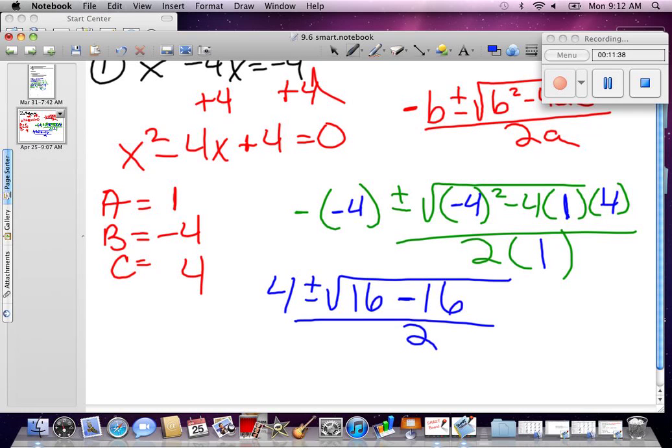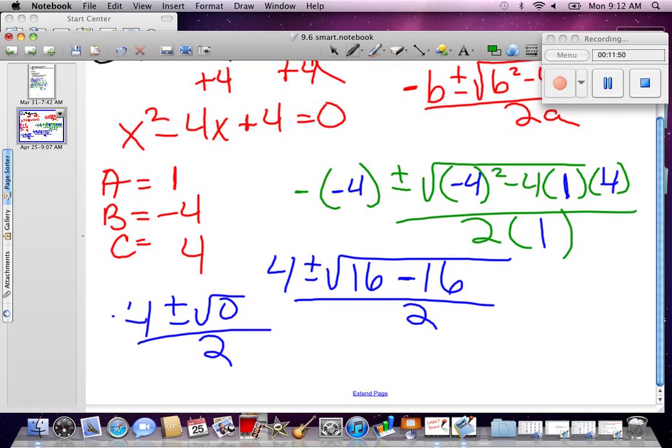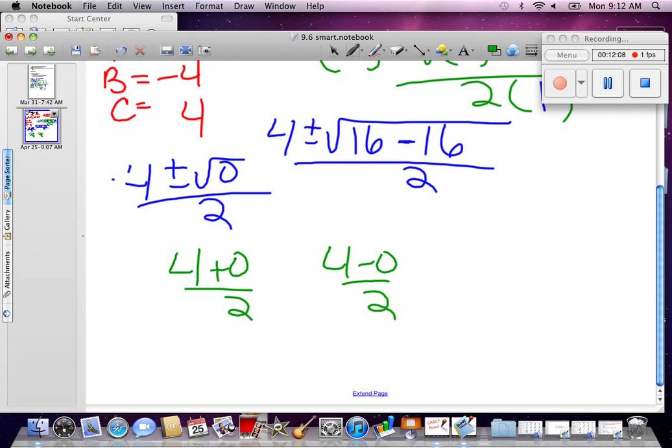Again, I have to simplify. What's 16 take away 16? 0. So I have 4 plus or minus the square root of 0 over 2. What is the square root of 0? You never leave a square root; we have to solve this. It's 0, right? So I'm to the point now where I have to write it both ways. I have to write 4 plus whatever this is, so in some sense it's 0. 4 plus 0 over 2, and 4 minus 0 over 2.